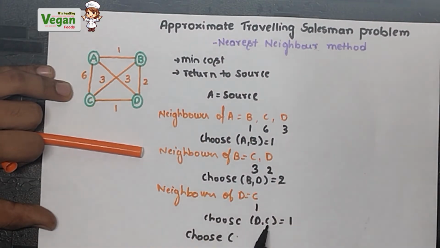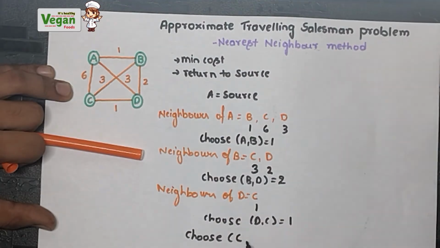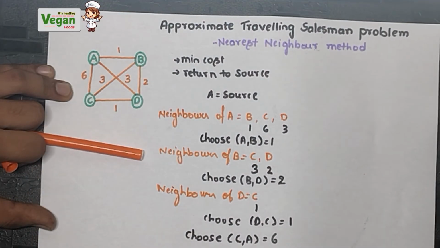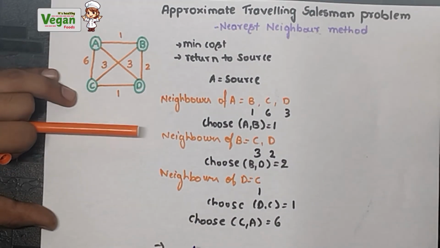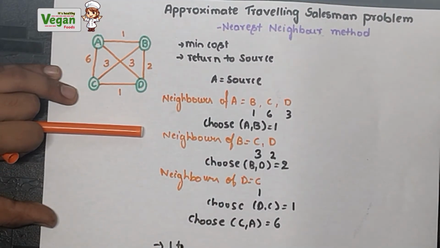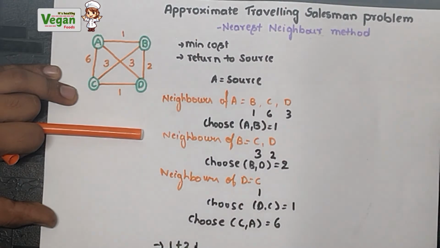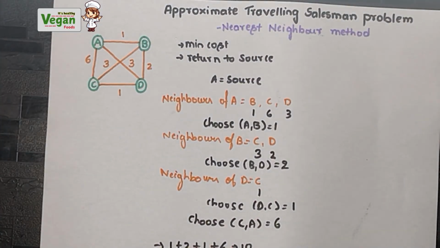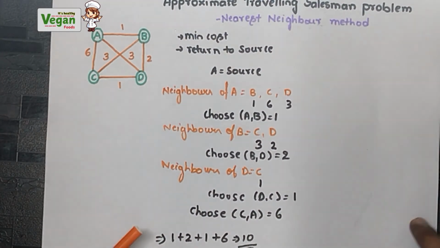Now we are stopping at C. From C I will go back to A. So what is the cost of C to A? It is 6. Now calculate the total cost. A to B is 1, plus B to D is 2, plus D to C is 1, plus C to A is 6. The total will be 10. So the total cost of the nearest neighbor path is 10.